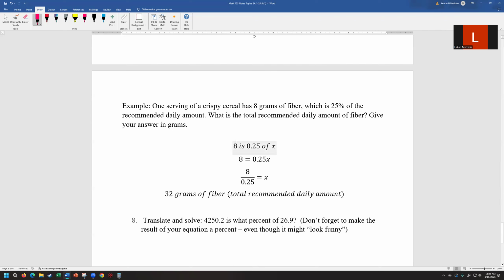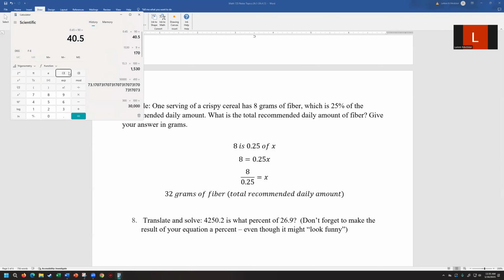So 8, that one serving that we ate, is 25% as a decimal of how much fiber we're allowed to have for the whole day. So 8 equals 0.25 times X, because we don't know what the X is, so it's just our variable. Now, in this case, you're going to divide by 0.25 because you're trying to get the X by itself. So 8 divided by 0.25. We always divide by the number that's next to our variable when we're solving these last steps. That's going to be 32 grams. So you're allowed to have 32 grams of fiber a day according to this problem.